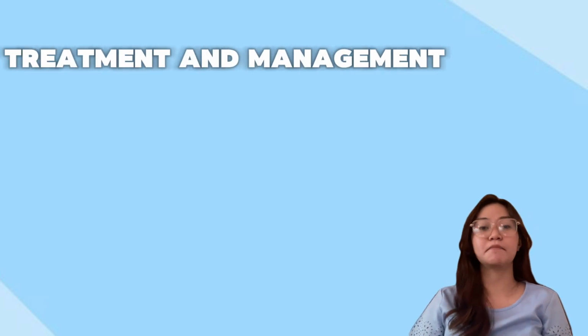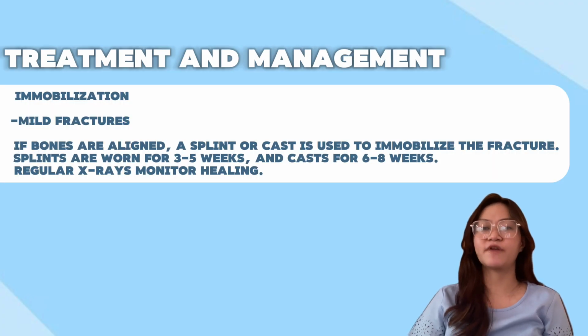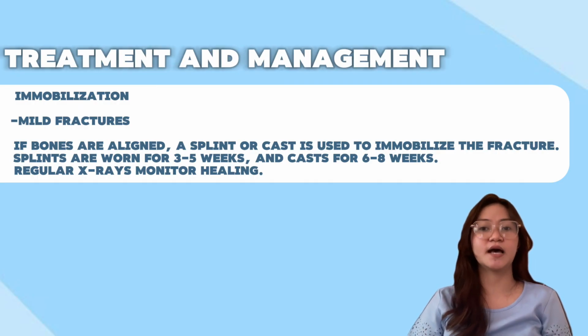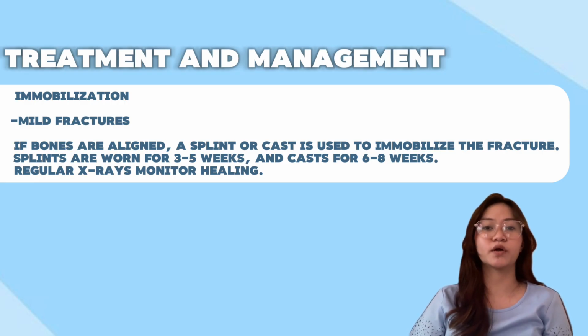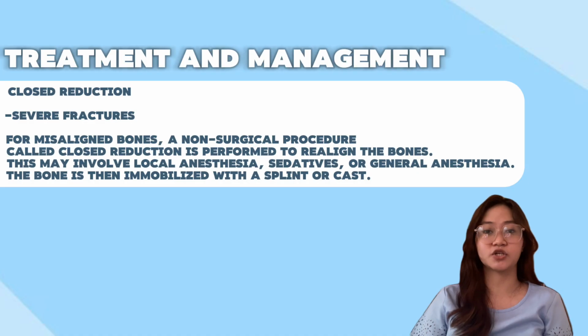Next is the treatment and management of fractures. The treatment of fractures depends on its type, cause, and the extent of bone damage. Immobilization. Mild fracture. If bones are aligned, a splint or cast is used to immobilize the fracture. Splints are worn for 3 to 5 weeks and casts for 6 to 8 weeks. Regular x-rays monitor healing.